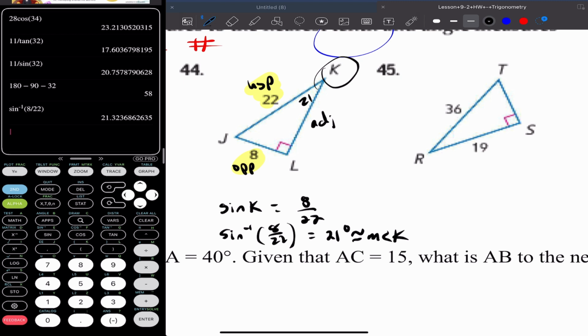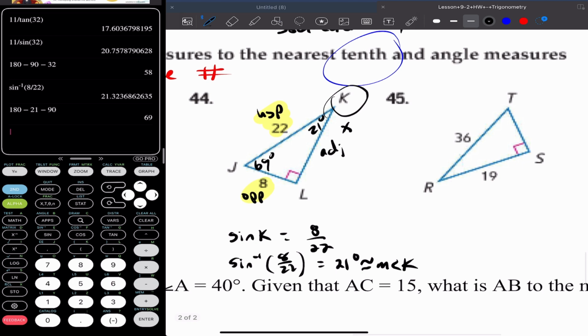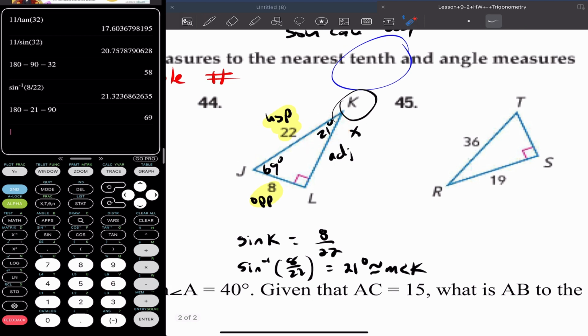So then if you have 90 and 21, you can figure out what measure angle J is. So I do 180 minus 21 minus 90. That is 69 degrees. Okay? All right. Now we got to figure out how long this side here is. So I'm going to call that X. I'm going to use 21 as my angle of reference. I don't have to relabel anything because if I do, it's going to be a jumbled mess, which I don't want to do. This is going to be your angle of reference.